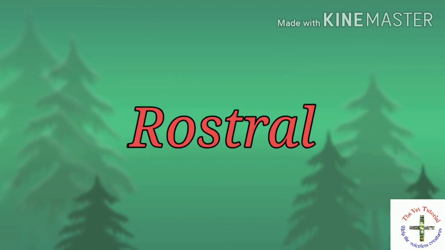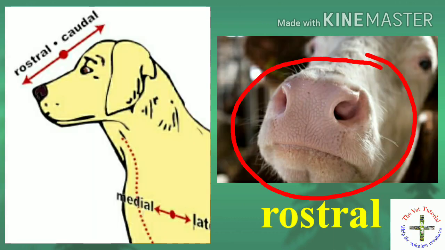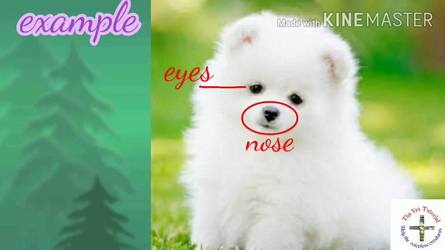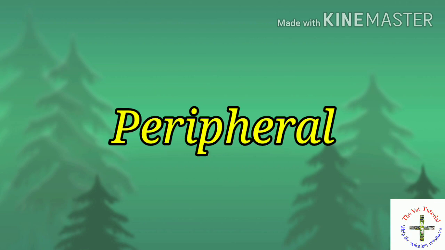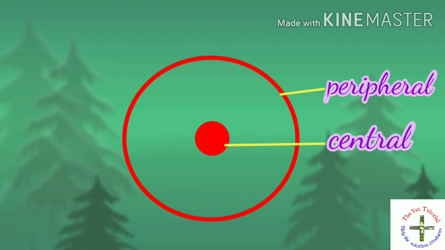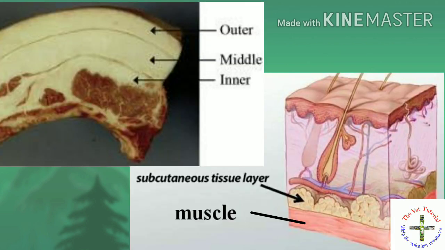And the next terminology is rostral. Those structures which are towards the nose are known as rostral. For example, the nose is rostral to the eyes. It is used to describe the position of structures present on the head. Next is peripheral, which means structures situated near the outer area, or surface, of the body. For example, subcutaneous fat is peripheral to the muscle.